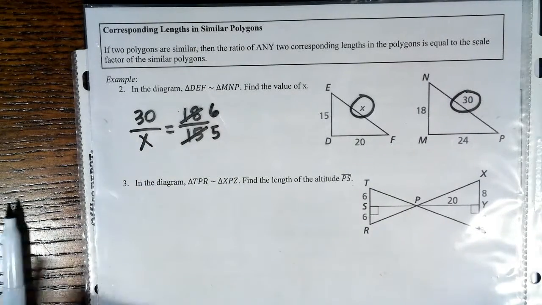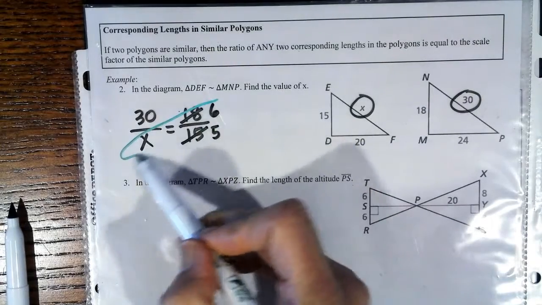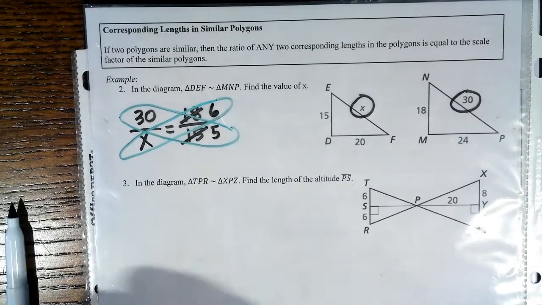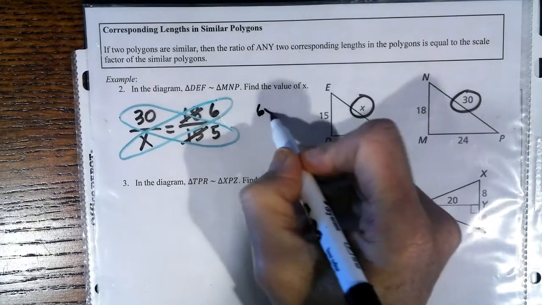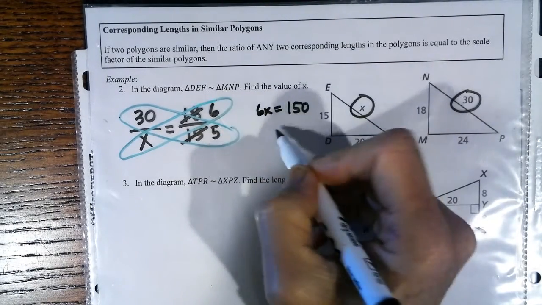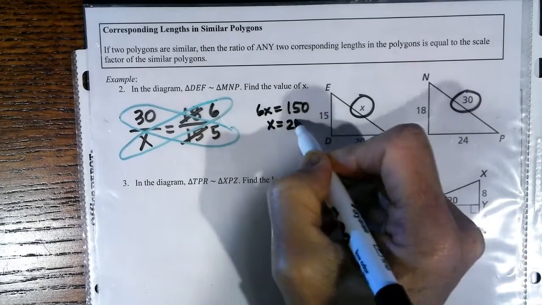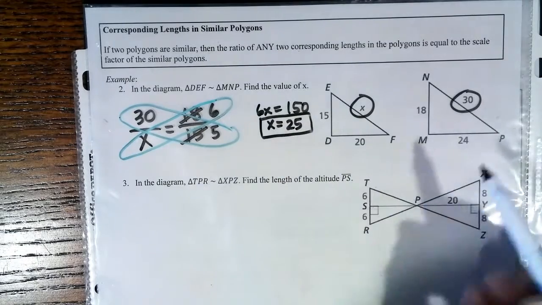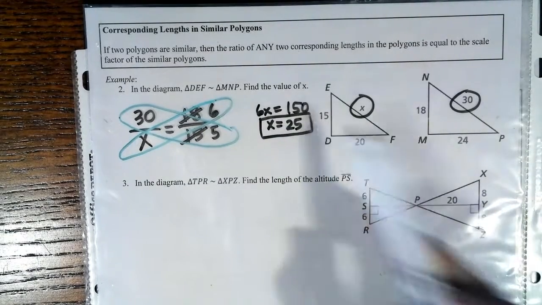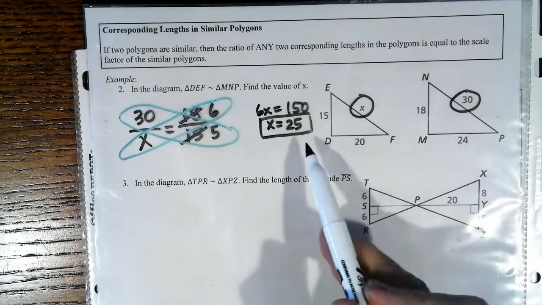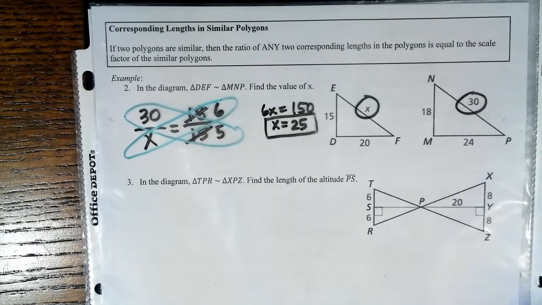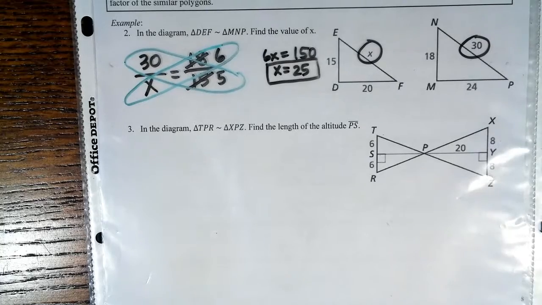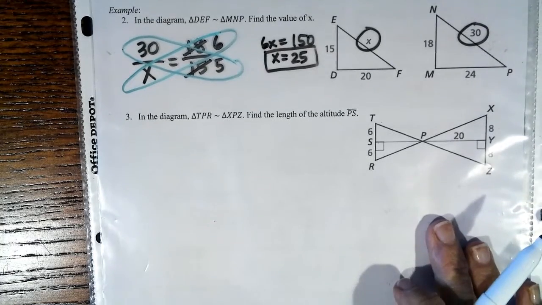Of course, if you want to do it a little more formally, you can do cross products. So this would be 6x equals 150, and then I would end up using my calculator. I get x equals 25, and I promise you that if, instead of 18 over 15, you did 24 over 20, you'd still get 25. That's the beauty of it. Okay, so again, if you have a question, raise your hand or unmute yourself.